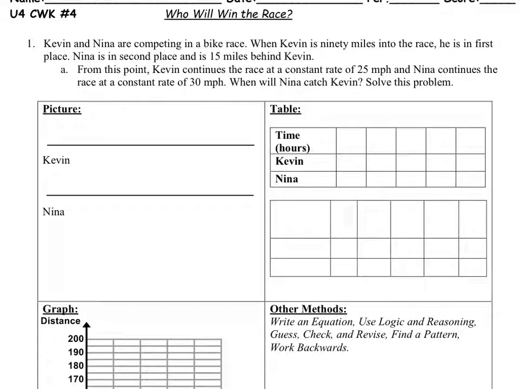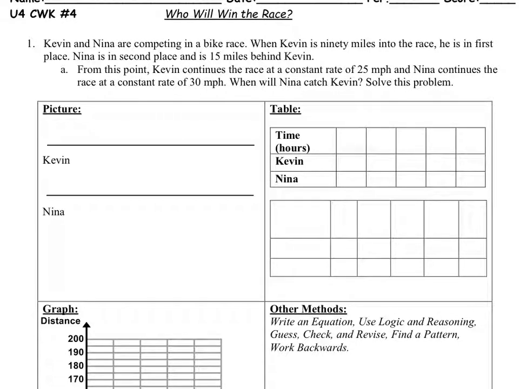From this point, Kevin continues the race at a constant rate of 25 miles per hour, and Nina continues the race at a constant rate of 30 miles per hour. When will Nina catch Kevin? Solve this problem. All right.